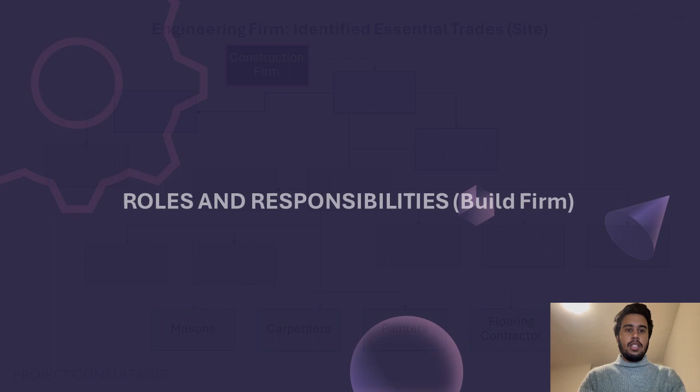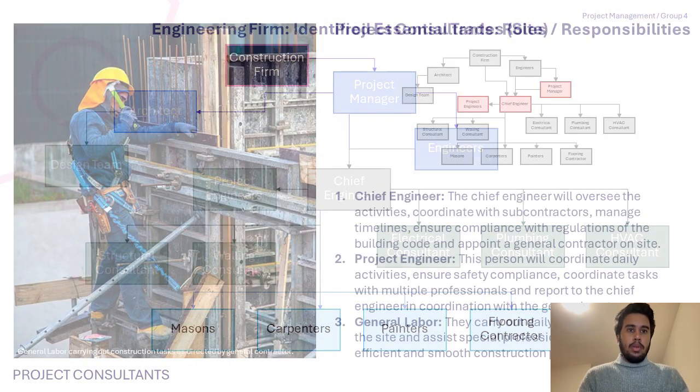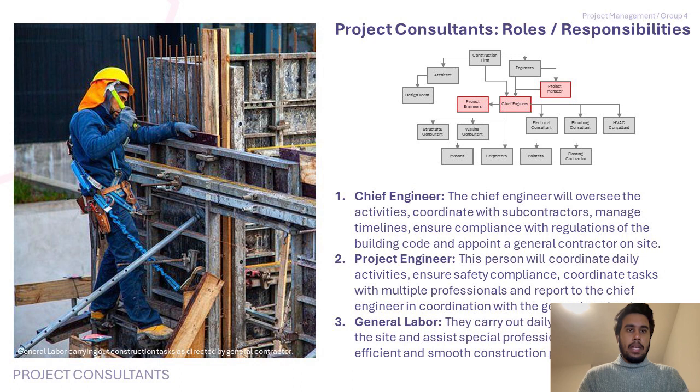So now we're going to talk about the essential trades that are going to be involved in the project from the engineering perspective. Starting with the chief engineer and the project engineer. As discussed before, the chief engineer and project engineer are going to be the two most important people overlooking the construction part and the build part of the project. They are going to be making sure that everything is as per compliance and regulations, and that everything is built with structural stability in mind. Also they will be one of the main people from the engineering firm in contact with the general contractor and other consultants on site.